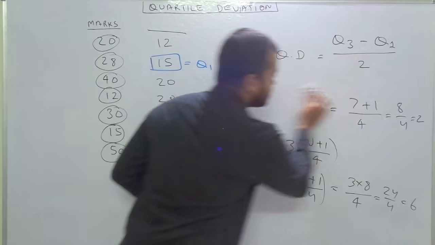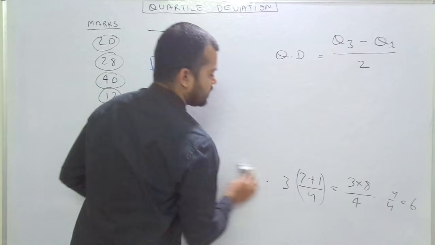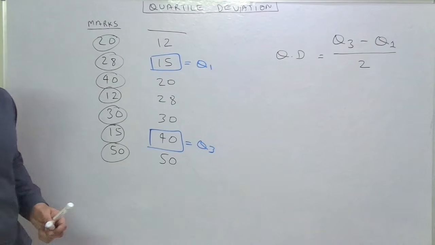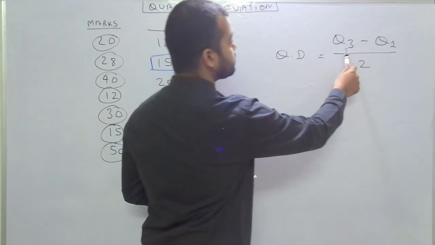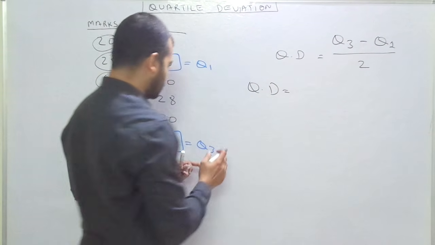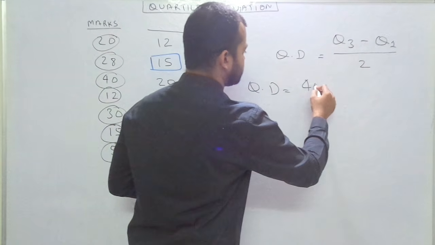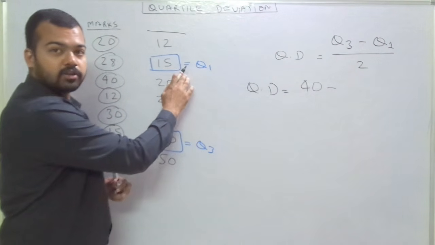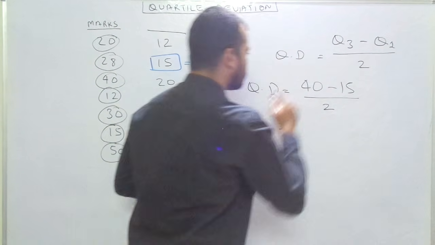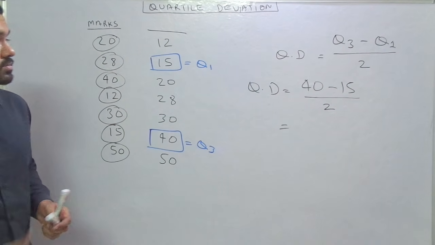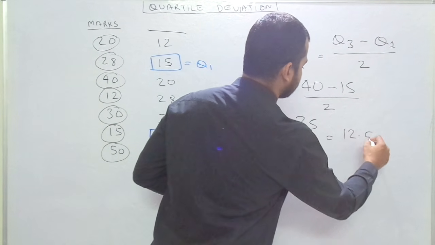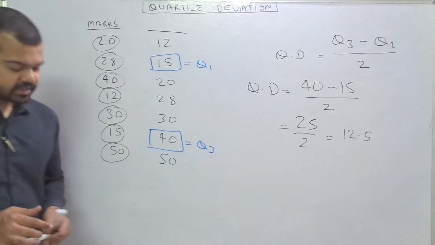Now we have to calculate the quartile deviation. We have the values of Q3 and Q1, which the formula demands. So QD is equal to Q3, the value of Q3 is 40, minus the value of Q1, the value of Q1 is 15, divided by 2. So the quartile deviation will come as 25 divided by 2, which is 12.5. 12.5 is your quartile deviation.